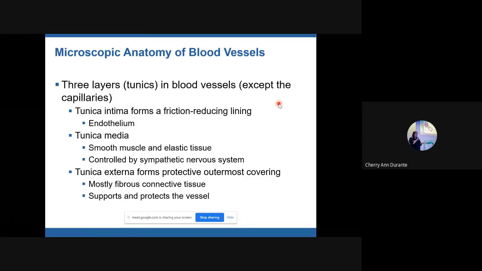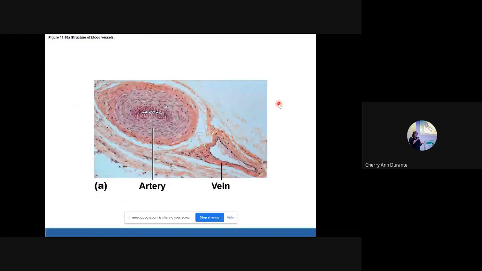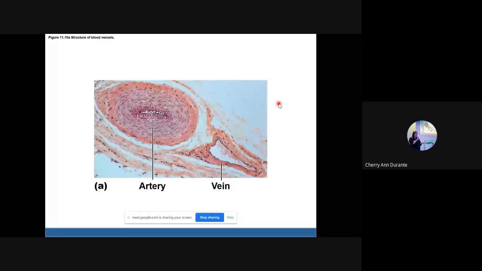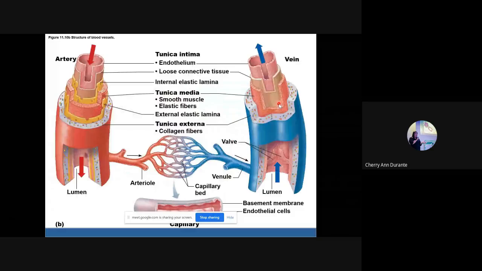Okay. So, under the microscope, the arteries look like this and the veins look like that. As you can see, ang kapal ng tunica media ng arteries as compared to your veins. So, you have your tunica intima. It's the endothelial lining. It comes in contact with the blood directly. So, ibig sabihin, yung pressure ng blood against the endothelial lining is what is called your blood pressure.